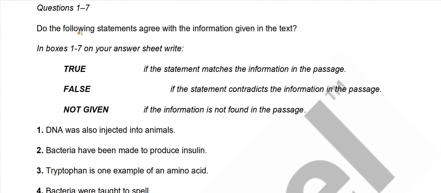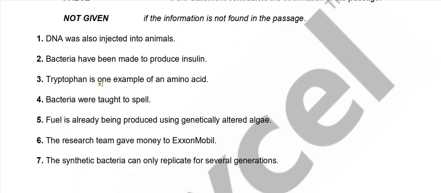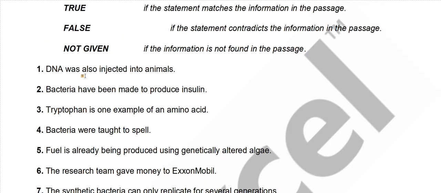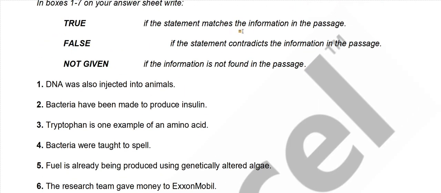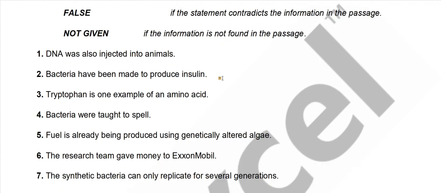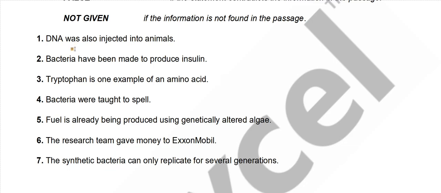Do the following statements agree with the information given in the text? True, false, not given. So we have to write true, false or not given in these questions. So if you are not sure when to write true, false or not given, you can watch my previous video in which we have described clearly how to do that. I will just give you an overview. True when the statement matches the information, false when the statement contradicts the information, not given when there is no information to be found. So first question, DNA was also injected into animals.